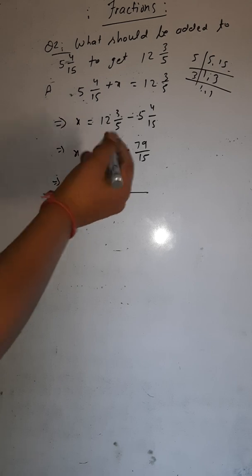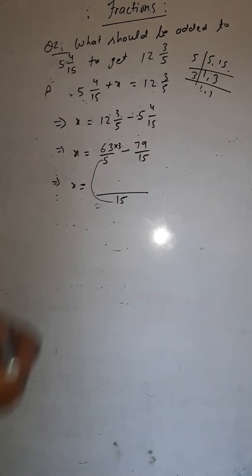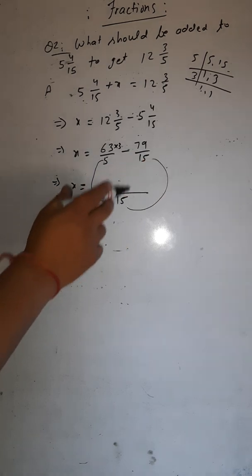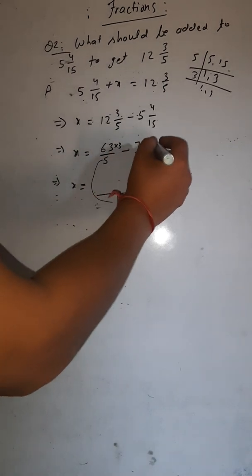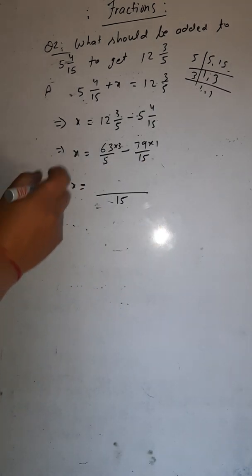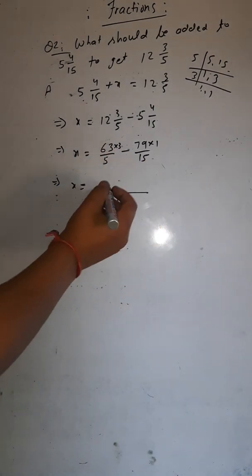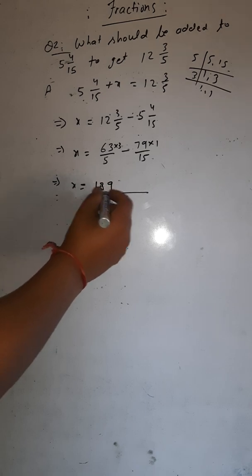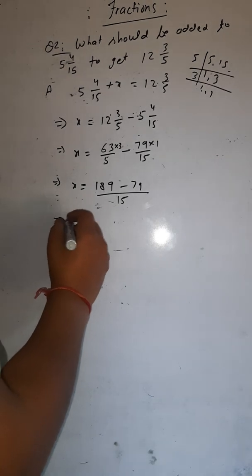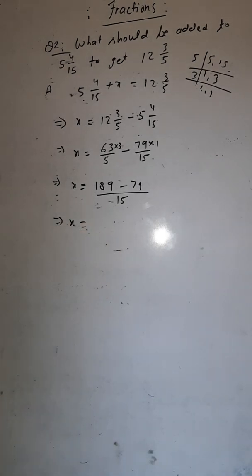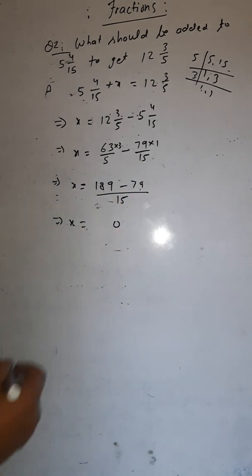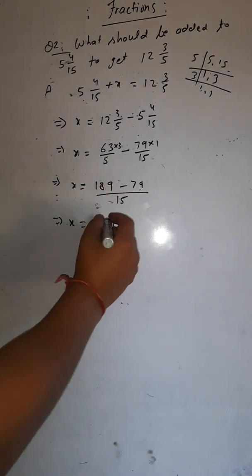So this 3 you would write in the numerator. Similarly, you would divide this 15 by this 15. 15 ones are 15, 1 time. So this one you will write up here. Now just multiply and write them down. 63 times 3: 3 threes are 9, 3 sixes are 18. It would be 189 minus 79, 1 times 79. So from here you would get the value of x. 9 minus 9 is 0. 8 minus 7 is 1.